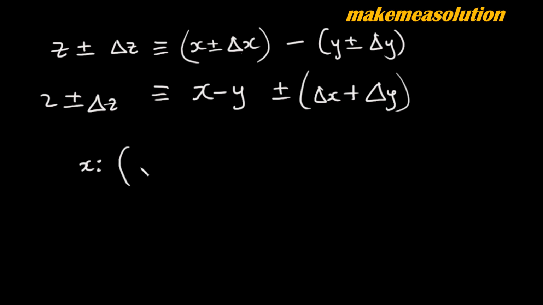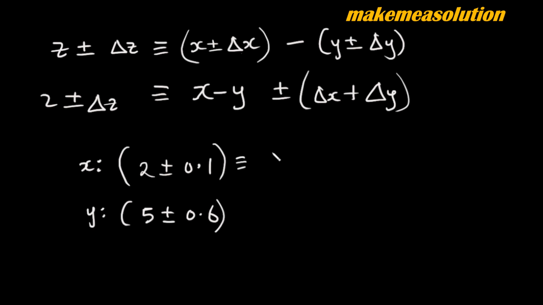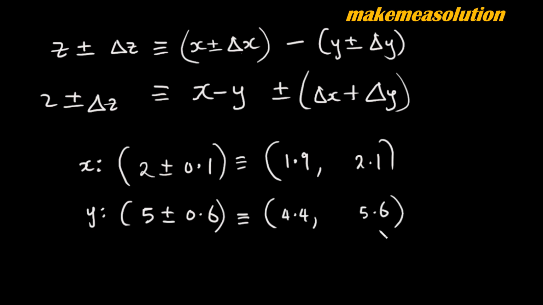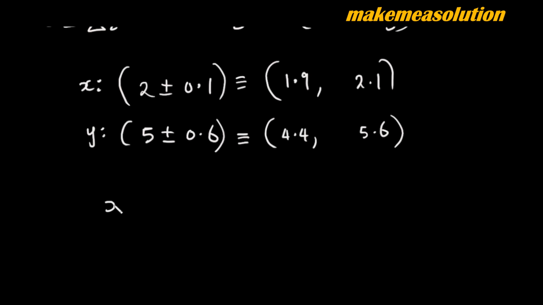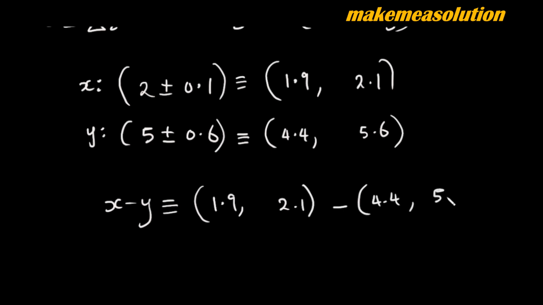X is our range of values 2 plus or minus 0.1, and y is my range of values 5 plus or minus 0.6. Of course, this has already given me 1.9 to 2.1 as the numbers satisfying this range, and this one has already given me 5 minus 0.6 is 4.4 to 5.6. So I want to subtract these two ranges, x minus y. If I'm subtracting these two ranges, I have 1.9 and 2.1 minus 4.4 and 5.6.